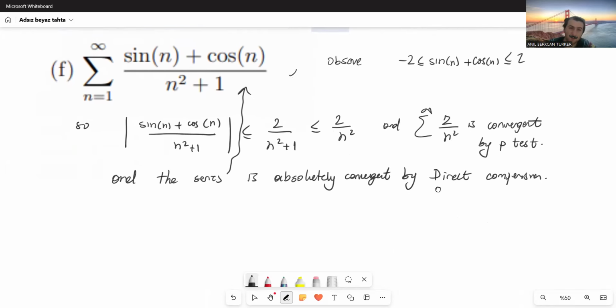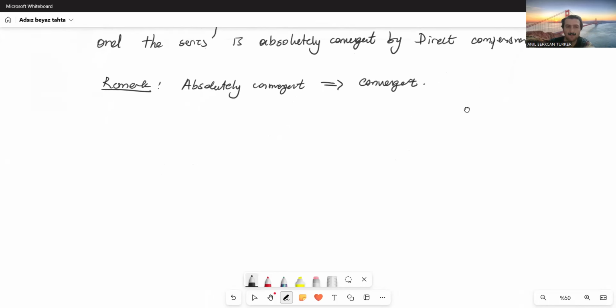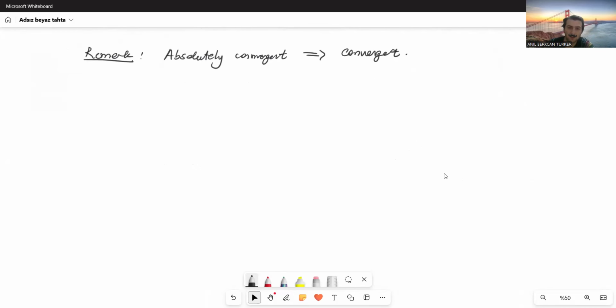By the way, recall that since it is absolutely convergent, it is convergent, right? Recall, remark: absolute convergence implies convergence, but not vice versa. Okay, and these are the exact examples of conditional convergence series.